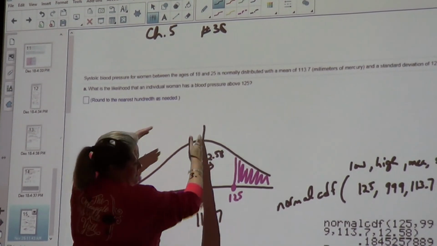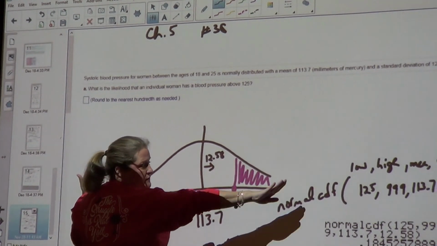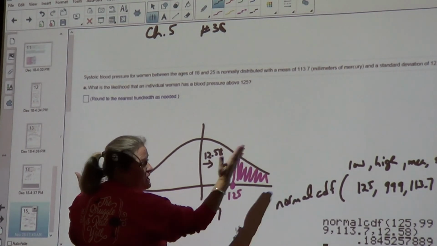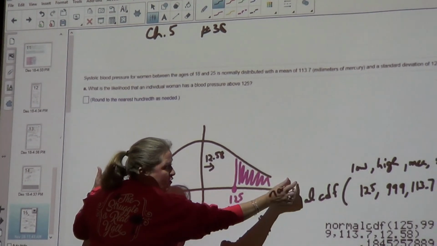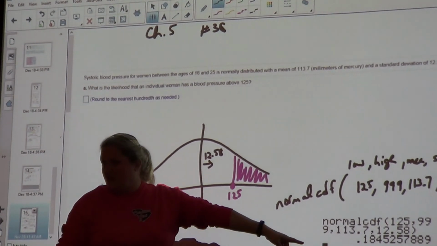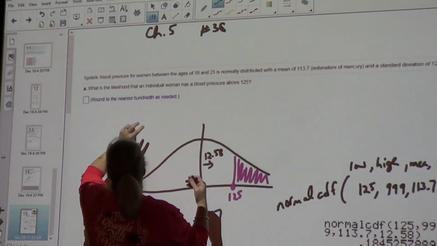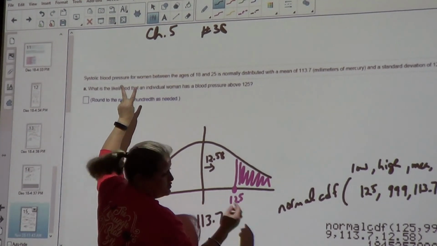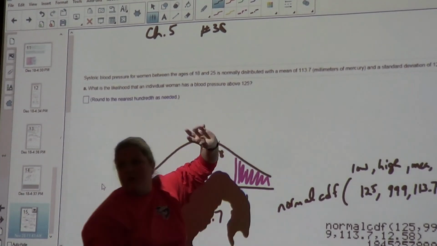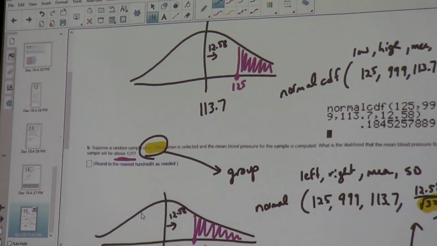So we're doing mean, standard deviation, my data's 125 or above. Are we good? My left is 125, my right is 999, my mean, my standard deviation, I type it in. They don't want a percentage. They want it to the hundreds. Hundreds is 2 places. So this would be 0.18. Y'all with me?